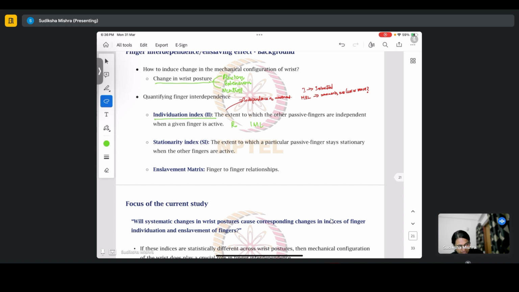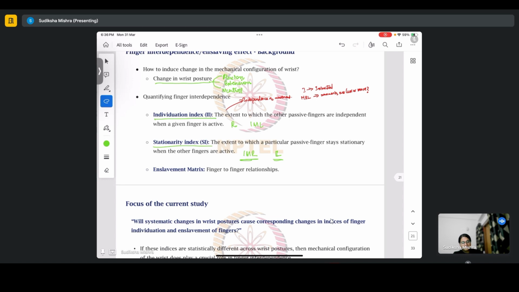Next is the stationary index or SI, which is the extent to which a particular passive finger stays stationary when the other fingers are active. Suppose you are moving the index, middle, and ring finger. The stationary index is essentially for the little finger, wherein if these three are moving, how stationary is the little finger?